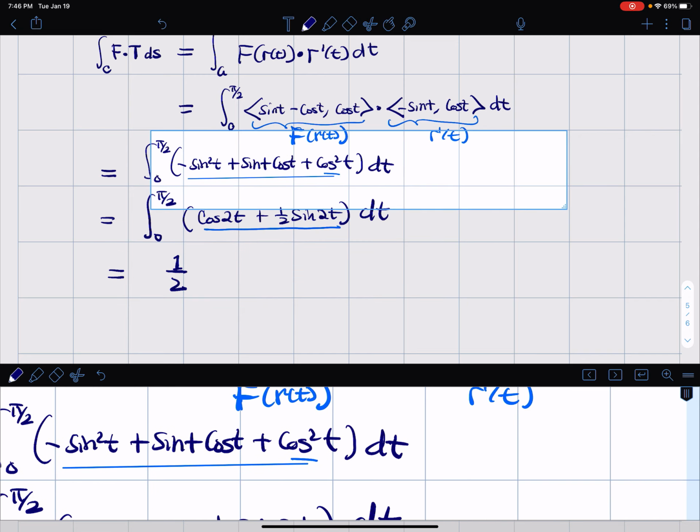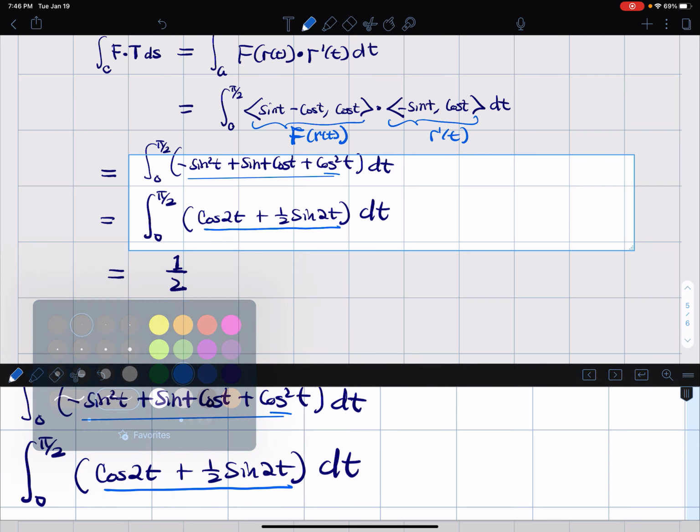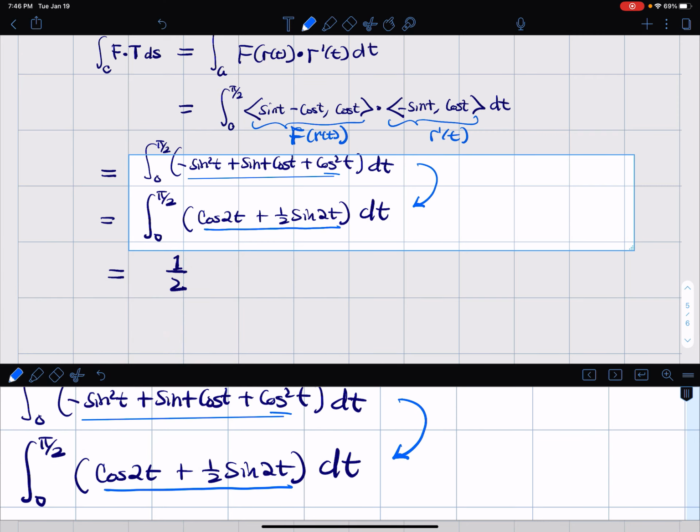So this step has to be filled. For the step from this line to that line, you've got to use some trig identities. How do you express sine squared t? How do you express cosine squared t? Okay, the half angle formula might do it.